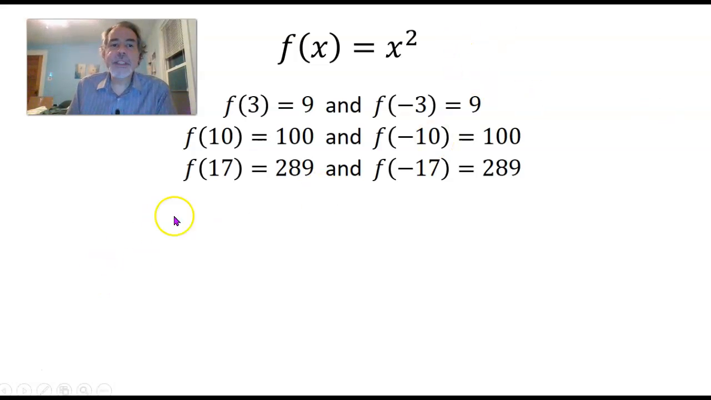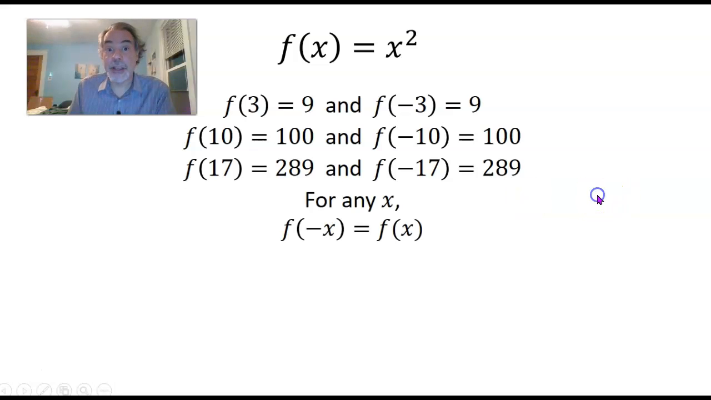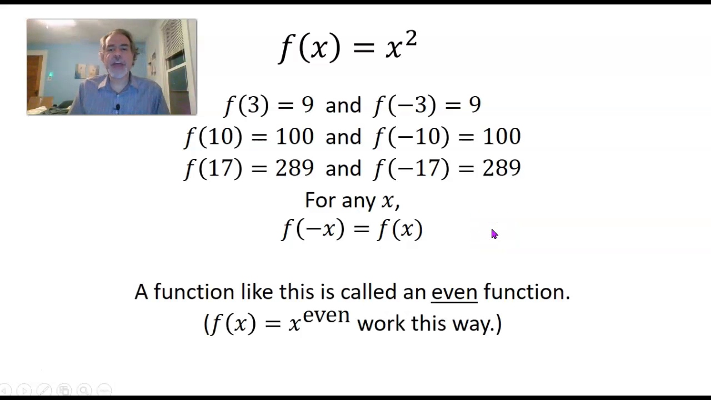So this always happens, where if we plug in a positive number, we get something. If we plug in the negative of that number, we get the same thing. So for any x, f of negative x is equal to f of positive x. And when that happens, we call a function like that an even function.